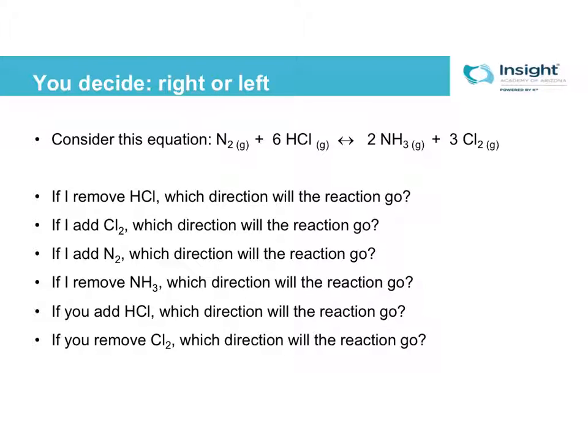All right, so here we have our reaction. We have our reactants here, our products here, and we have some conditions. So let's say I remove some hydrochloric acid. I'm going to take some of this out, I'm going to remove it. That means on my reactant side, I'm missing some components. So our reaction is going to try to replace what we remove. So it's going to move towards the HCl, or towards the reactants.